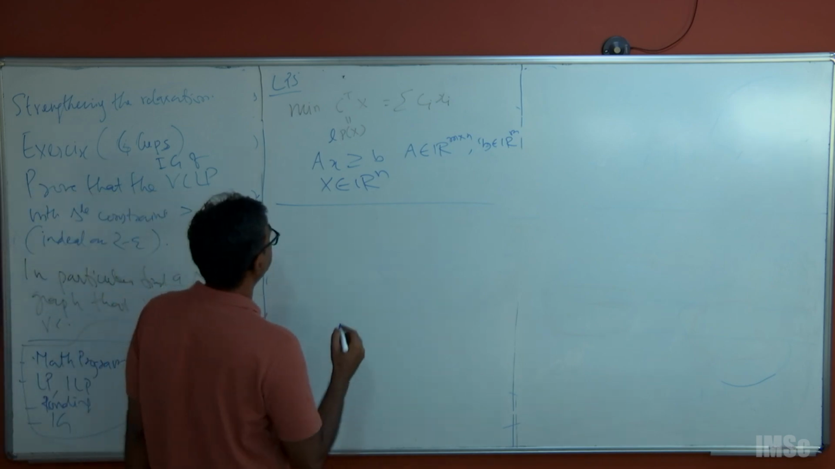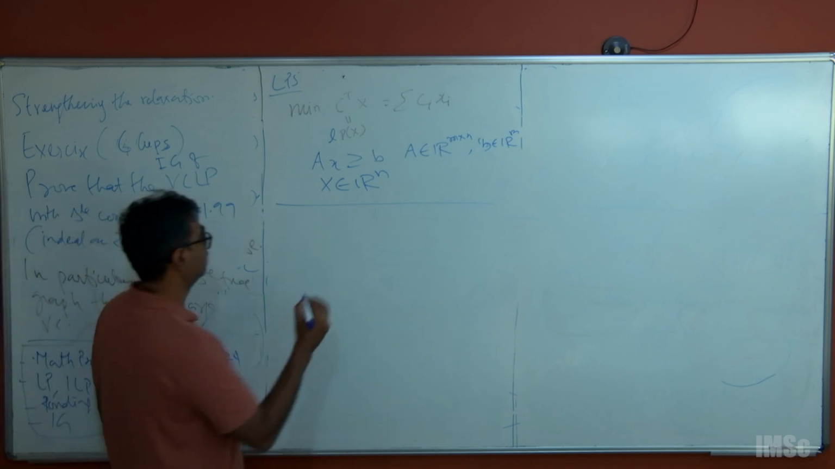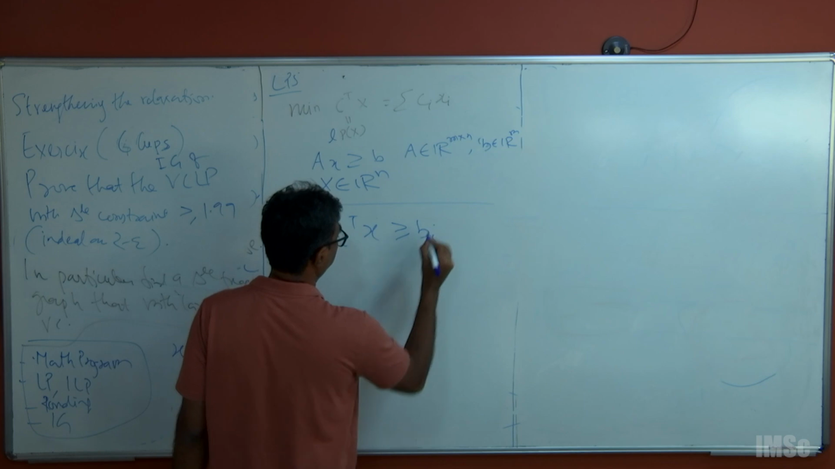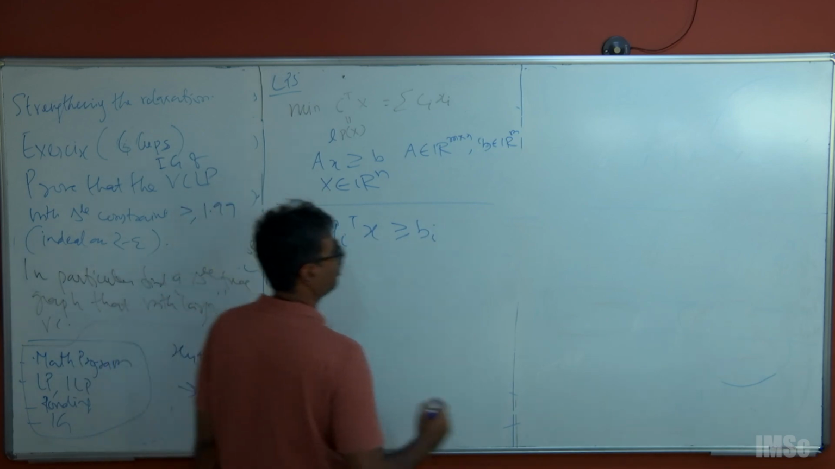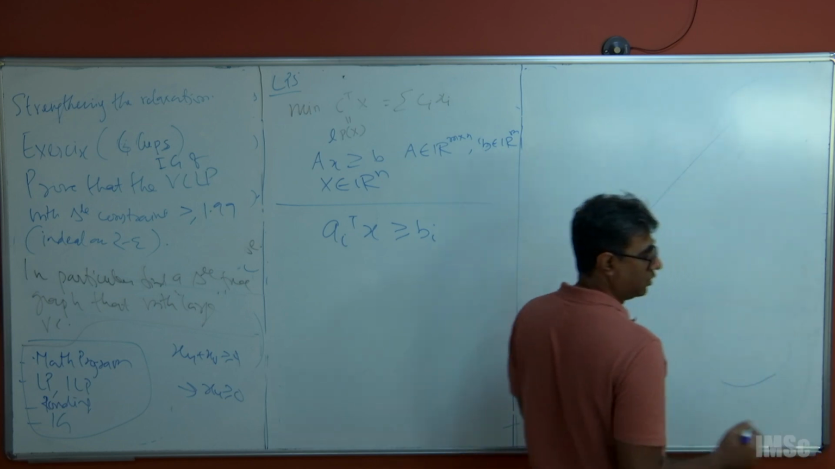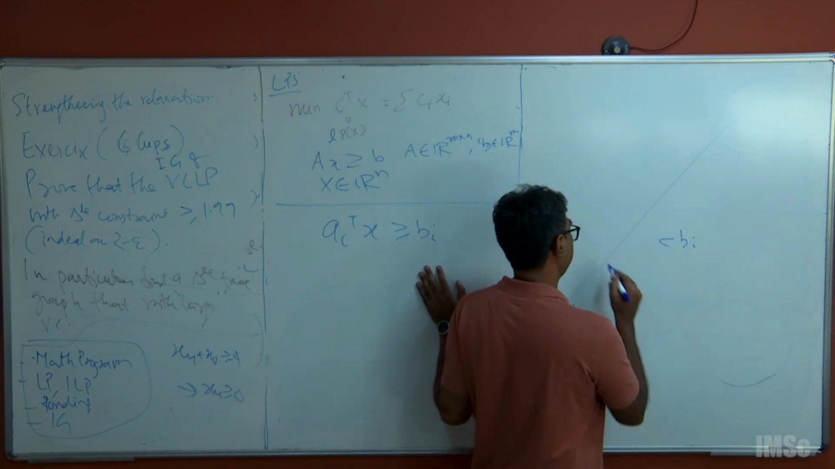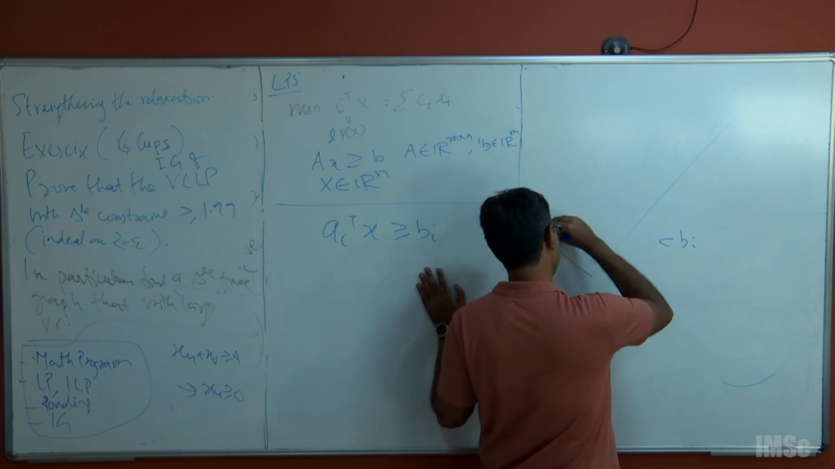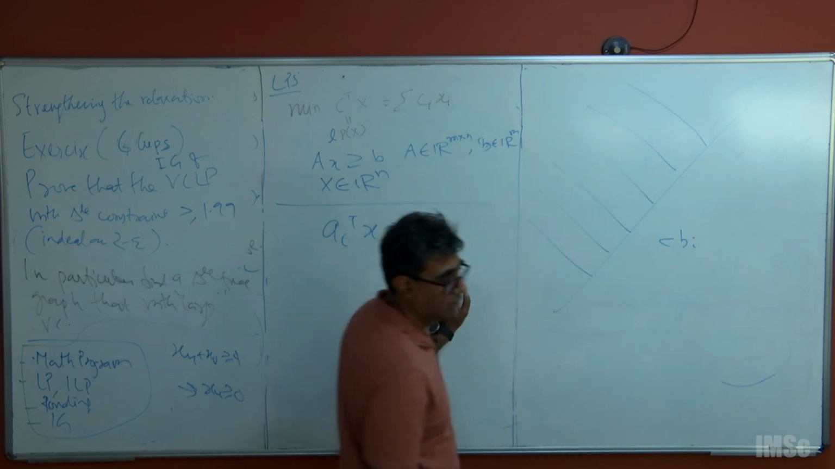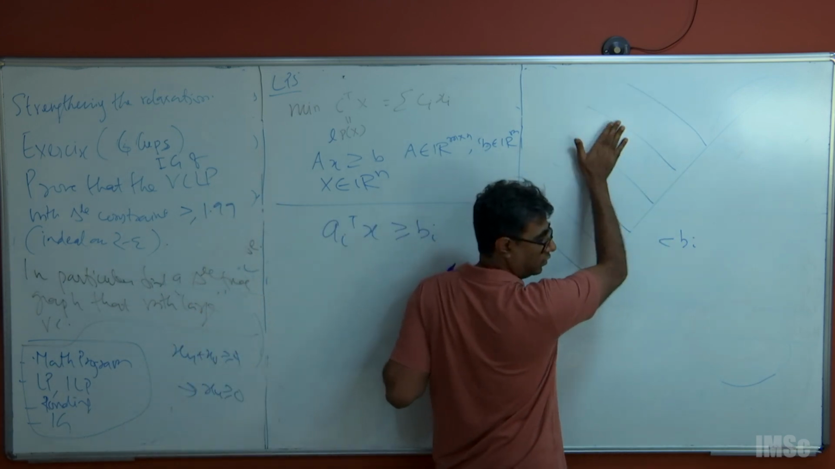So look at some ai transpose x is greater than or equal to some bi. What is the meaning of this? Basically, you can think of each of them as a plane. There are those points which are strictly less than bi, and those points which are strictly greater than bi. So we are only talking about this side, right? What kind of x do we want? Those x which are on this side, not this side.